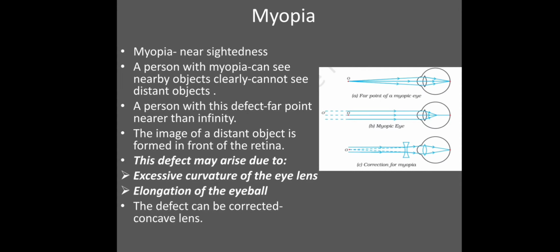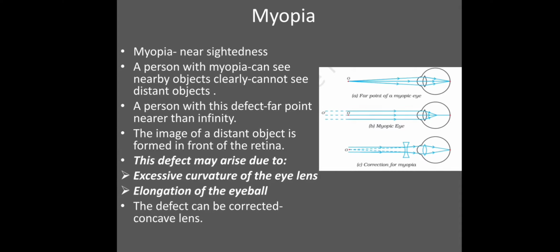Myopia is also known as nearsightedness. That means a person with myopia can see nearby objects clearly, but cannot see distant objects clearly. So that is what myopia means. A person with this defect has a far point nearer than infinity. Such a person may see clearly up to a distance of a few meters. So up to a few meters the person is able to see objects clearly.